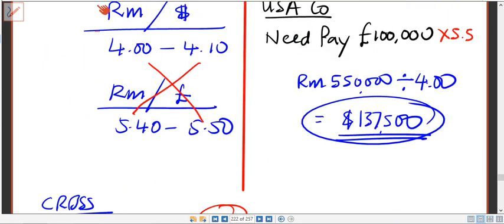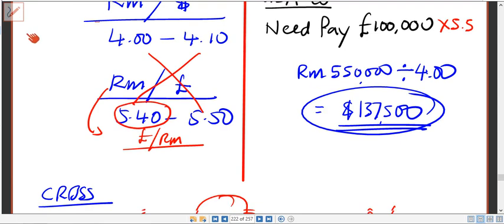So what I want to do is, I want you to change this format now. Change this format to pound per RM. What do you have to do? You just take 1 divided by the rate. Is that okay? Take 1 divided by this. What do you get? Take 1 divided by that. What do you get? You tell me.